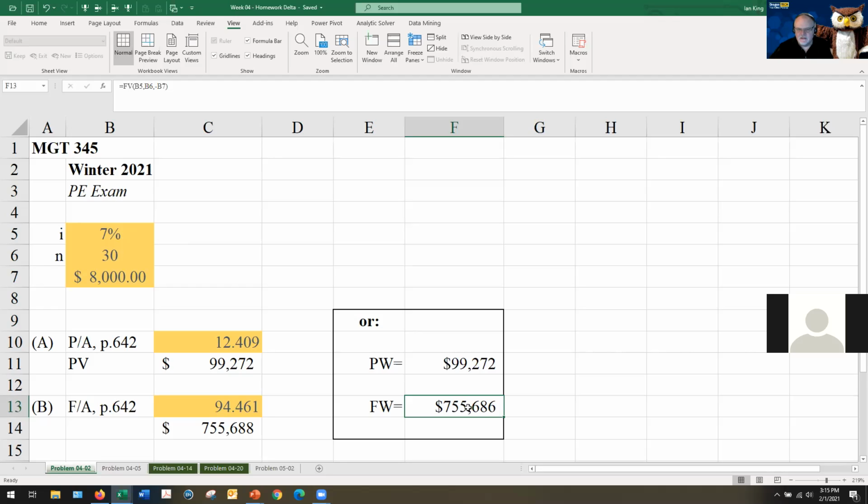Both are correct. And that's why I stress so much on your homework to show the methodology you used, so I can tell how you got what you got. All right, any questions on this before I go forward to 4.5? Hearing none, moving on.